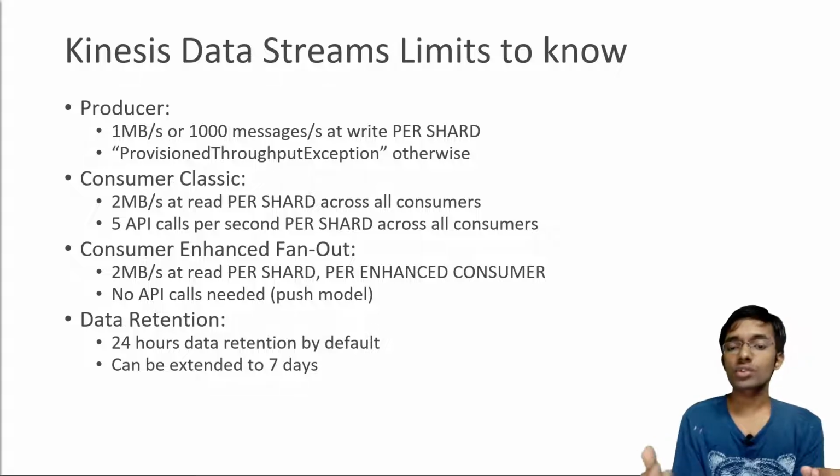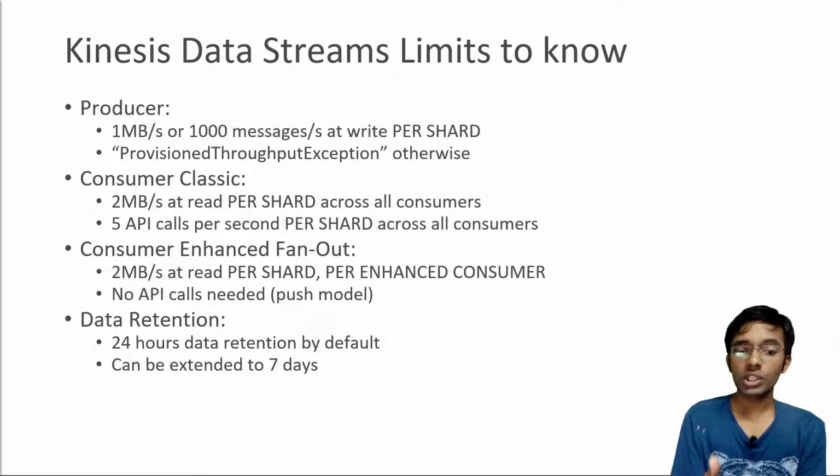And then there are two modes for consumers. There's consumers classic. We read at 2 megabytes per second per shard across all the consumers, and you can get up to 5 API calls per second per shard across all the consumers. So that is good, but that can be quite limited, because if you have say 5 consumers, they all read at the limited throughput.